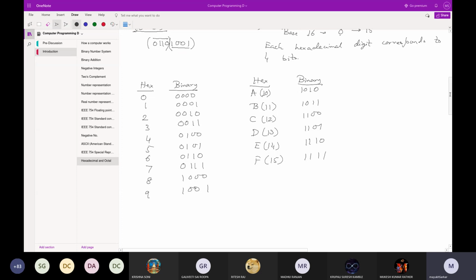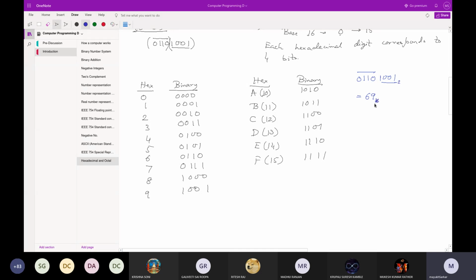Now I want to convert this one, right? So 0 1 1 0 1 0 0 1. Take the groups of 4. Okay, 0 1 1 0 means 6, this one, and 1 0 0 1 means 9. This will be the corresponding hexadecimal.